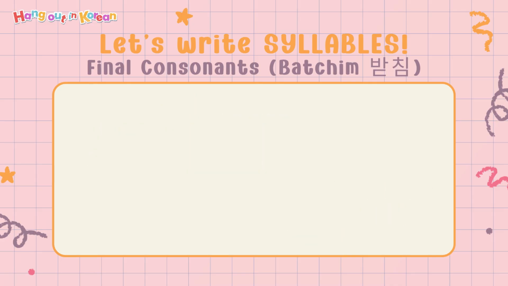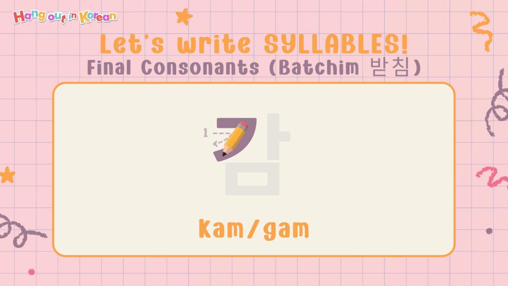Let's practice writing the syllable come. First, write ka, slightly smaller than usual. Then, add the Batchim, mium, at the bottom. Let's try that again.